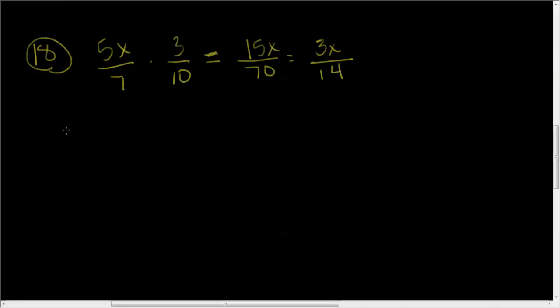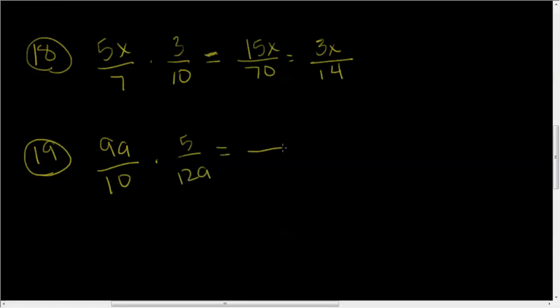I have 9a over 10 times 5 over 12a. If I multiply those straight across, 9a times 5 is 45a, and 10 times 12a is 120a. Well, when we were doing some work with exponents a couple weeks ago, this would be a to the first and this would be a to the first, right? If there's nothing there, then it's a 1. Well, if I have a to the first and a to the first, if I'm going to divide variables, what do I do? I subtract their exponents.